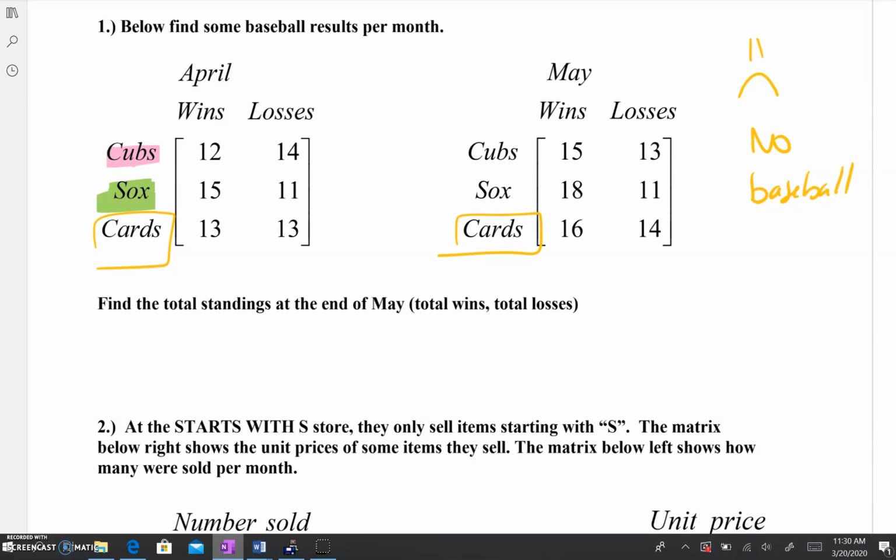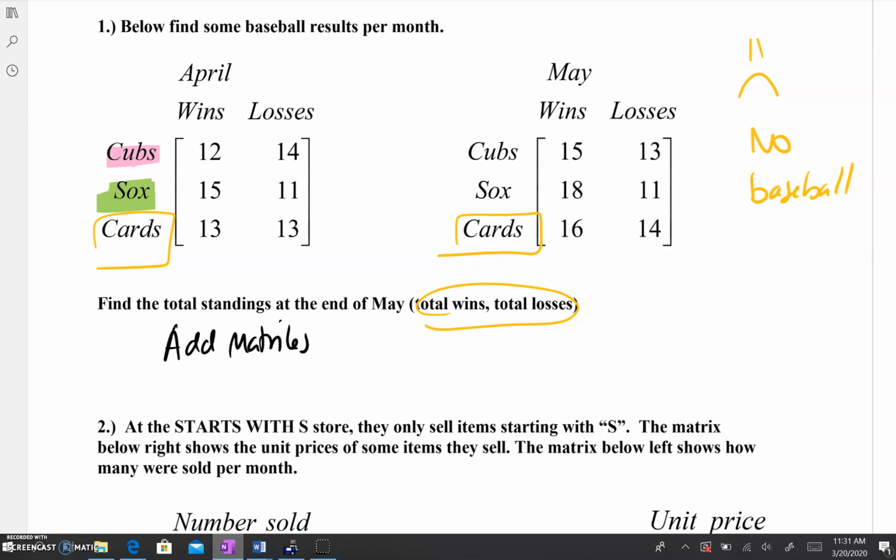So let's look at this one. If we want to find the total standings at the end of May, which is total wins and total losses, right? So this is saying, like, after April and May have gone by, we just want to know how many wins, how many losses. What that's asking us to do is add the matrices.